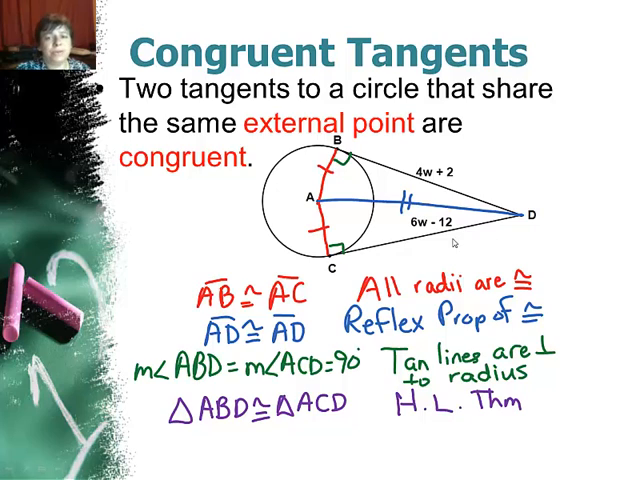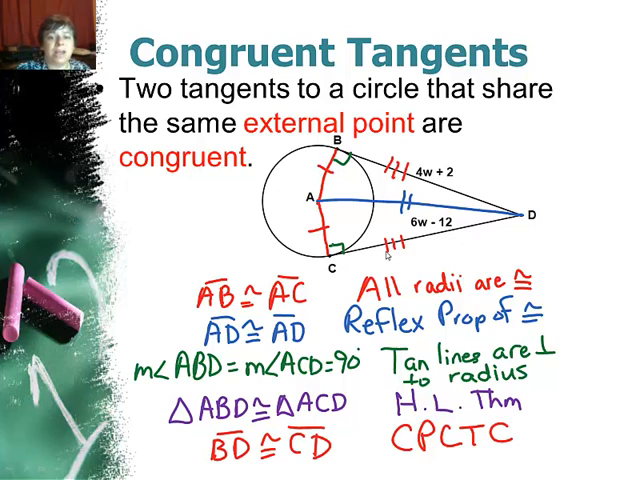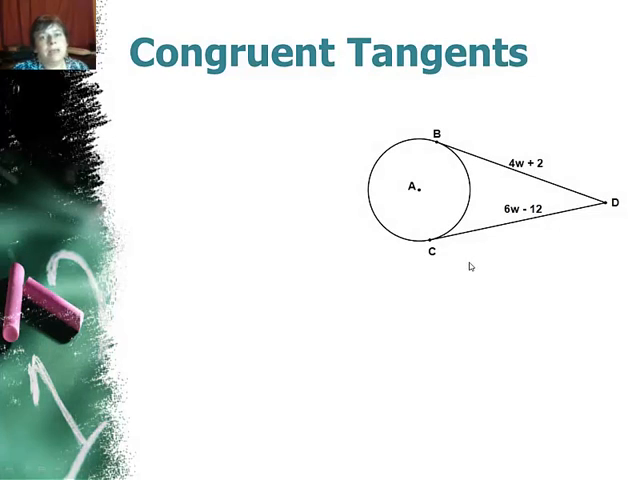Now that I know the triangles are congruent, I can say that the sides are congruent by CPCTC, which is corresponding parts of congruent triangles are congruent. Now you'll notice I did that and I had no angles marked, nothing marked on this except for the fact that these two lines were tangent to the circle and they met at point D. So for all tangents that share an external point, the segments from the circle to that point are congruent. So let's go ahead and use the picture and actually work out the examples.